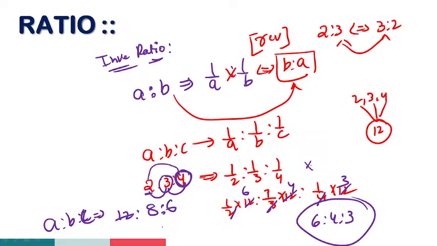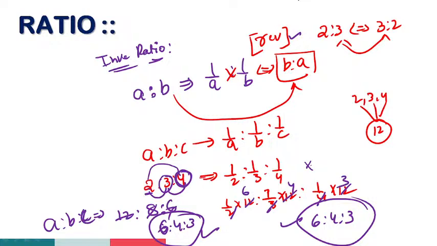Let me calculate. The final answer is 6 is to 4 is to 3, guys. Here, all of you, only two quantities are given. Just remember to reverse, guys. And when 3 or more are given, definitely we are going to solve the problem, guys. Clear, guys, all of you?